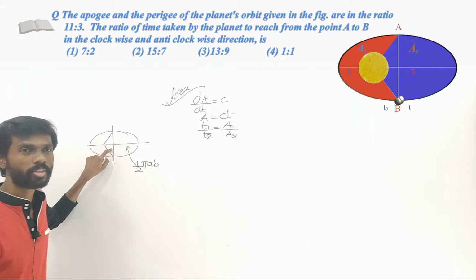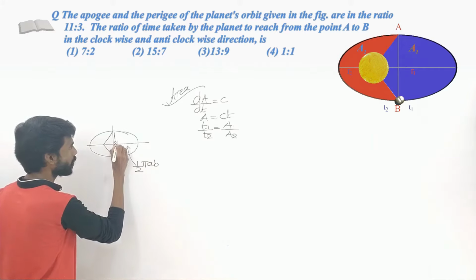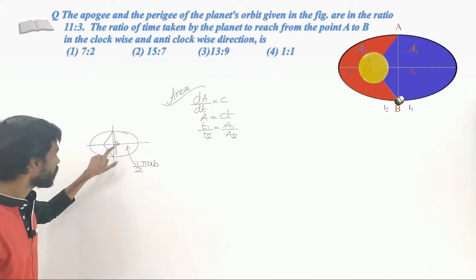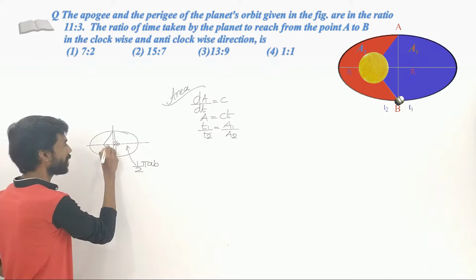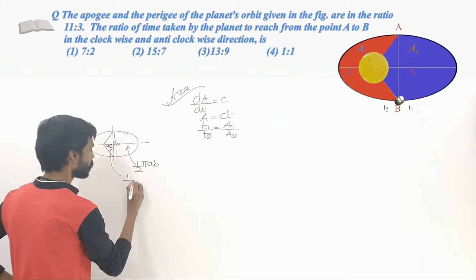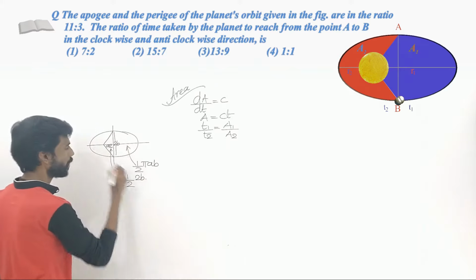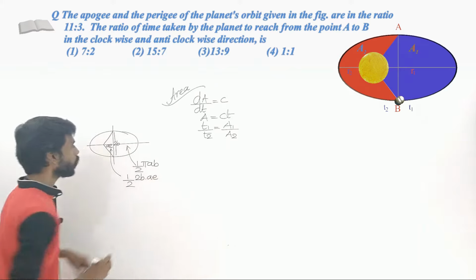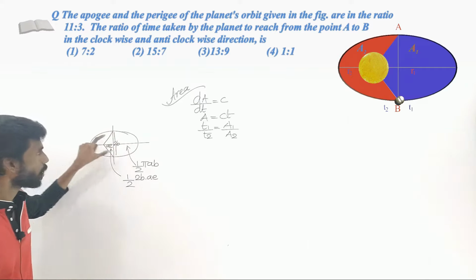To find the area of the triangle, we use the basic formula, half base height. This is the base of the triangle, which is the length of the minor axis, and this is the height, the distance from the center to the focus. That distance is AE. So the area of this portion is half of base 2b multiplied by the height of the triangle, AE. We found the area of this part and this part. This total gives you our required area A1.